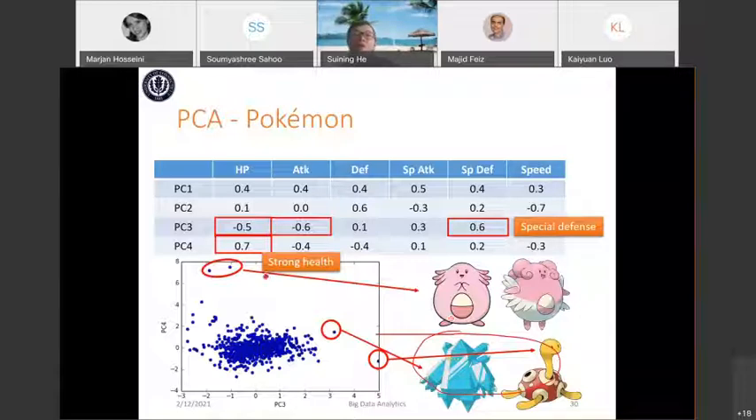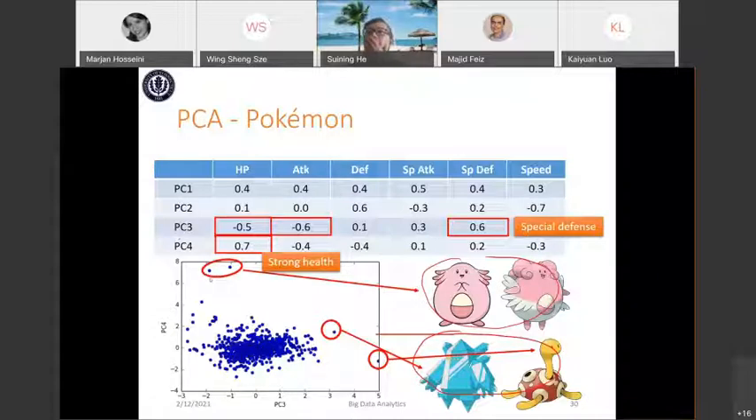But for the fourth component, there are some other Pokemons, say these 2, which you may be familiar with from the Pokemon story. These 2 have very good healing, or very strong health powers. Therefore, for the fourth principal component, the HP is contributing a lot. That is why, when we project the Pokemon data set into principal components 3 and 4, we can observe some other data points here.